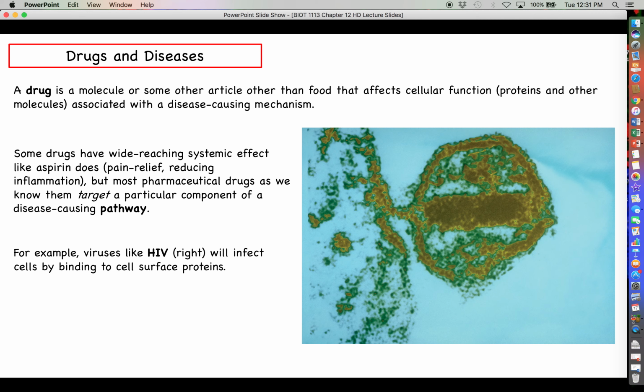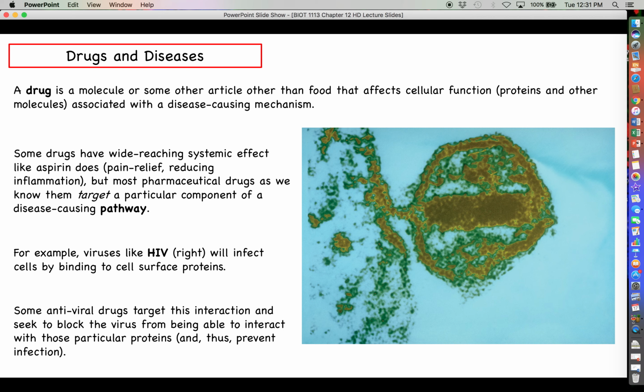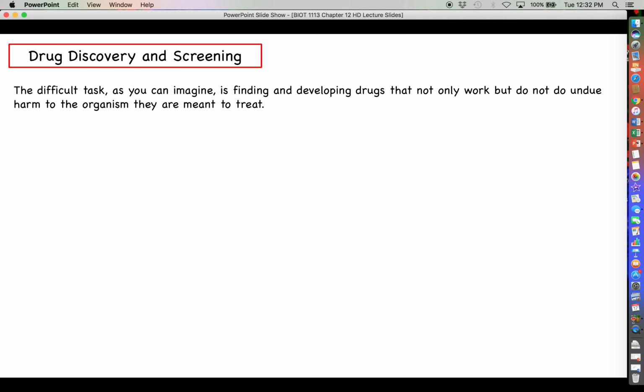So, for example, infection with the HIV virus, which you can see over here on the right: the HIV virus will infect cells by binding to very specific cell surface proteins. So a lot of antiviral drugs that are targeted at the HIV virus are going to seek to block interaction between the virus and these cell surface proteins to therefore prevent infection by making sure that the one event that has to occur for infection to occur does not occur.